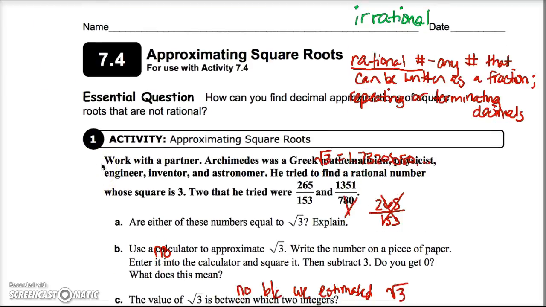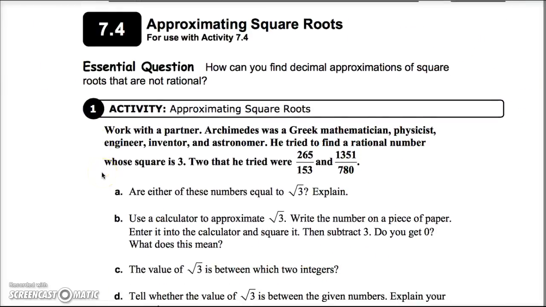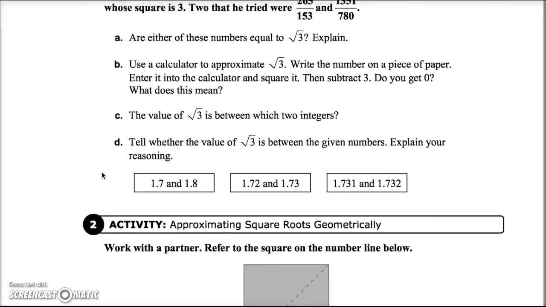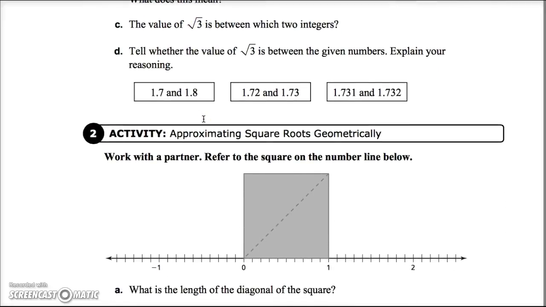Now, moving on down, part C says the value of the square root of 3 is between what two integers? So remember, we got 1 point something. So the square root of 3 is going to be in between 1 and 2. And D says, tell whether the value of the square root of 3 is between the given numbers.